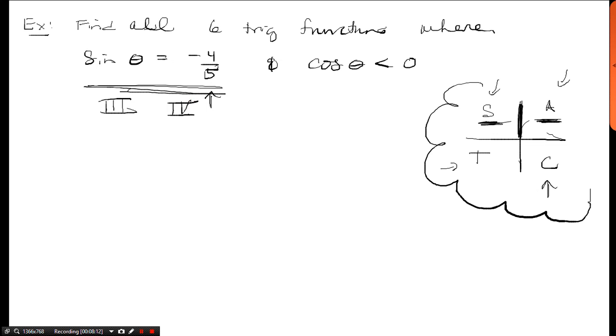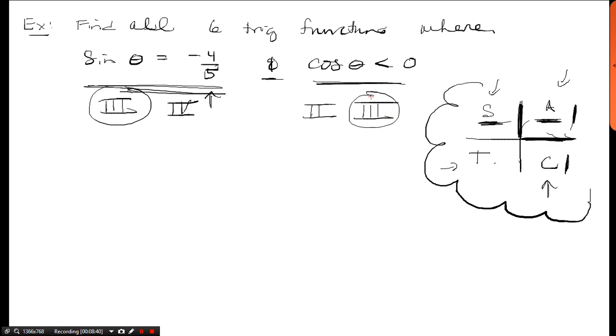That's a lot still to analyze, and we still need to find all 6. But let's look at this big piece of data. Cosine is negative. Well, where's cosine negative? All is positive in the first and cosine is also positive in the fourth. Why? Because this is where the x's are positive. So they are negative in the second and the third. So look at these two. Which quadrant are we living in? We're living in quadrant 3.